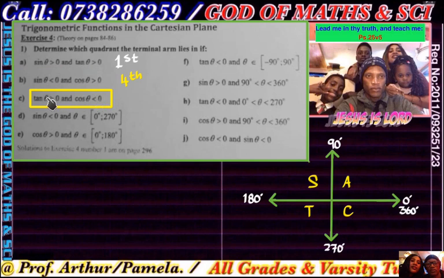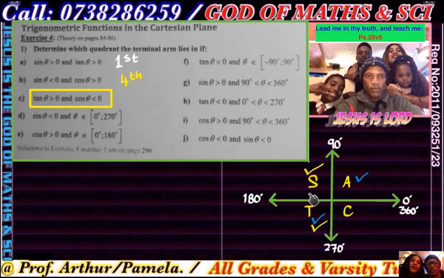Alphabet C, we're looking at this one. It says tangent of theta is greater than 0. That means where tangent is positive. Tangent is positive in the first quadrant and also in the third quadrant. Then the next thing they're giving us is cos of theta. It's less than 0, meaning where cos is negative. Where cos is negative, it will be the second quadrant and the third quadrant.